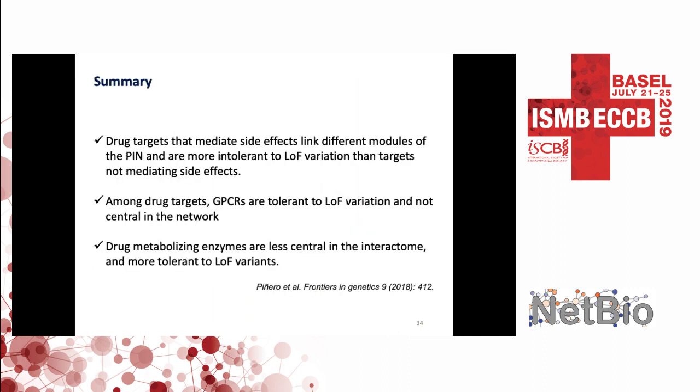So to sum up this last part, we found that drug targets, and in particular drug targets that mediate side effects, play a role linking different modules in the protein interaction network, and are more intolerant to loss of function mutations than the targets that do not mediate side effects. Within the group of targets, we found that GPCRs are more tolerant to loss of function variation and do not play central roles in the interactome, and the drug metabolizing enzymes are also less central in the interactome and more tolerant to loss of function variation.